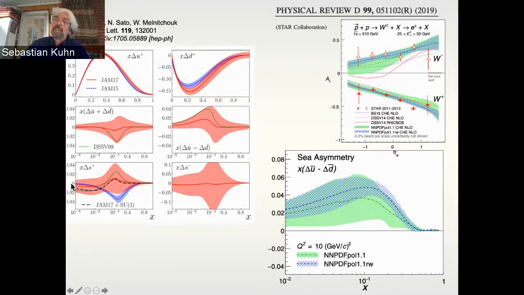This one here is with an earlier version of their own approach. And then by doing a simultaneous fit of all the fragmentation functions as well as the PDFs, they find that there's actually a much larger uncertainty. So this is definitely an interesting question.